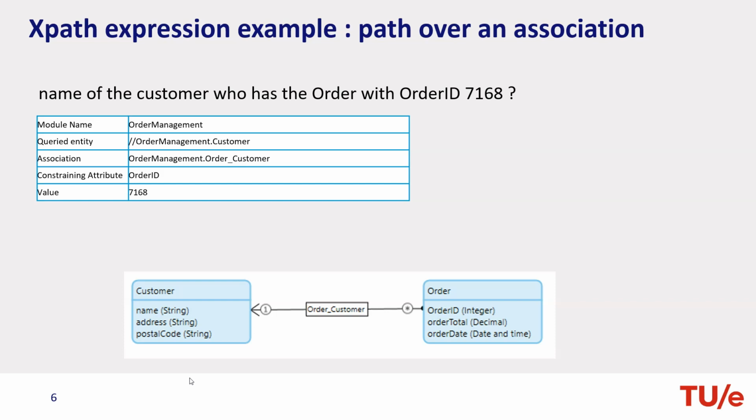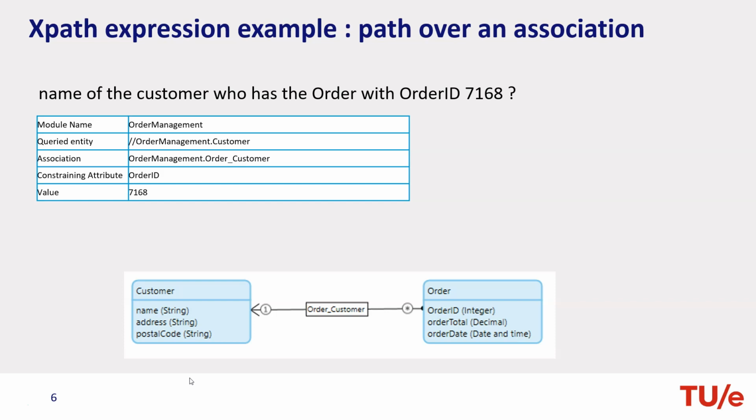Here, our criteria is a simple one: the customer's order ID must match 7168. Since the association is one-to-many, that is, the matching order can belong to one customer, by design, we know that if there is an order with the given order ID and it is associated to a customer, then this constraint will return us only one customer. Finally, we will return the customer's name.